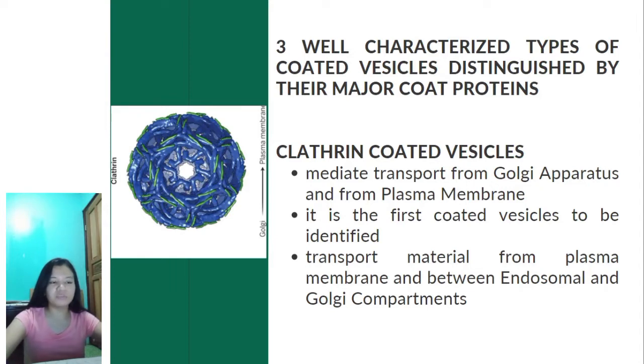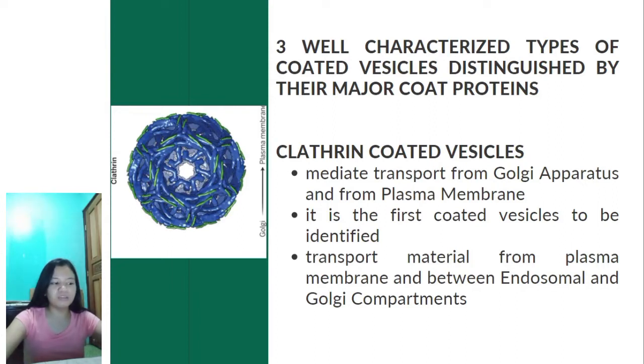So, una, Clathrin-coated vesicles. Yung nasa kaliwang picture is yung itsura ng Clathrin-coated vesicles, which mediates transport from Golgi apparatus and from plasma membrane. It is the first coated vesicle to be identified, and nagtatransport siya ng material galing sa plasma membrane and then between endosomal saka Golgi compartments. So, yung major protein component ng Clathrin-coated vesicles is yung mismong Clathrin niya, which nagpo-form ng outer layer ng coat.